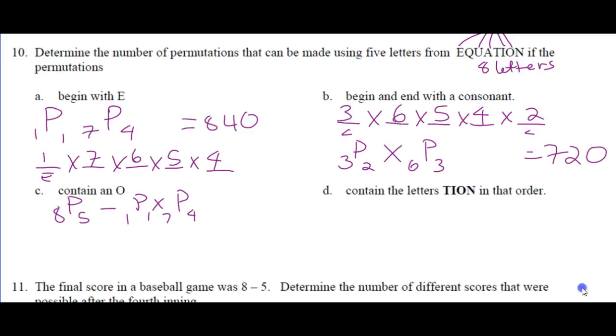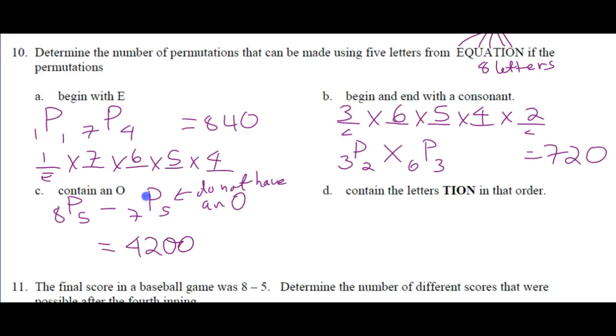Mr. Janover, I think you messed up. It should be 7P5, I believe. Because it's all the ones minus the ones that don't contain an O. Seven letters for 5 slots. Oh, right. Don't contain an O. Right. Do not have an O. Okay, so there are 7 non-O letters, so yeah, that makes more sense. What's that work out to? 4,200.